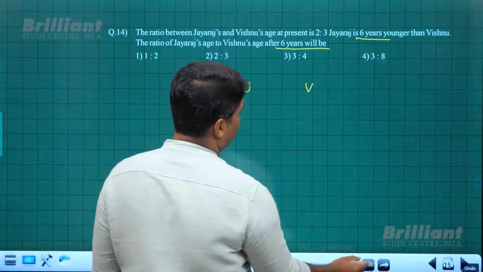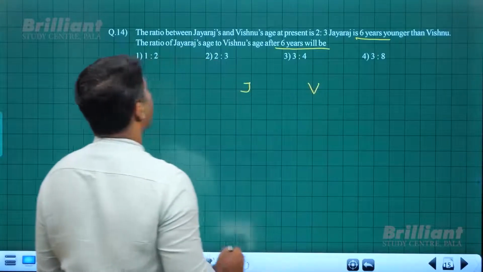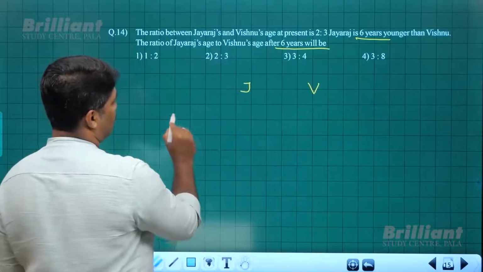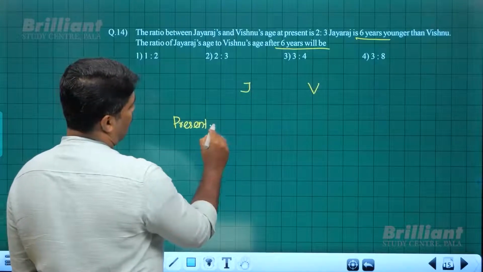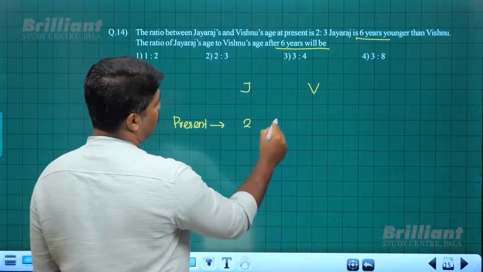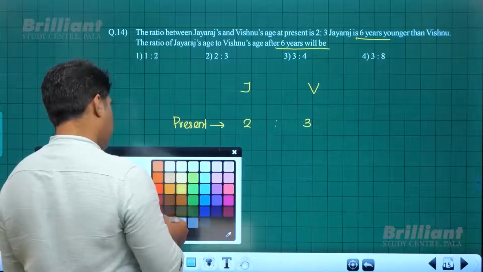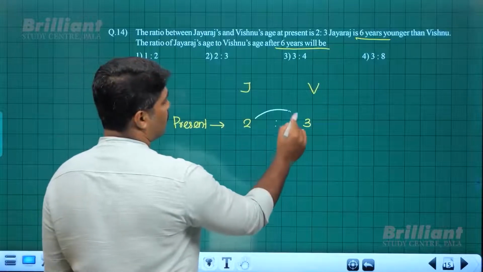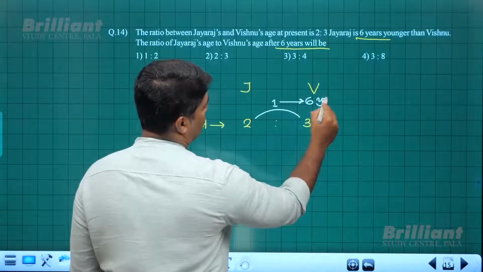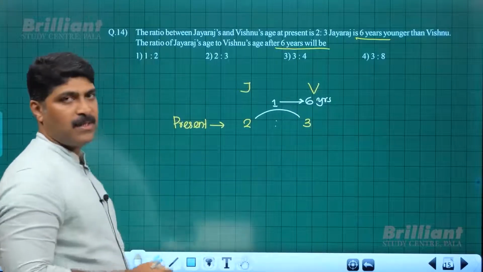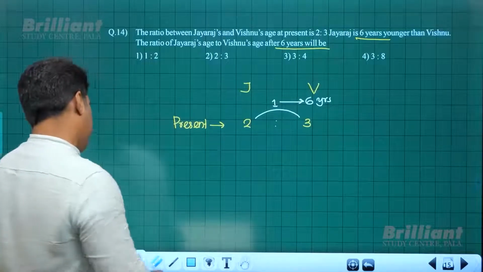We are going to write here. Got it? So Jairaj and Vishnu, and at present, their ages are in the ratio 2:3. Now think about what's the difference between their ages. It is given that the difference between their ages is 6 years. Their ages are represented by 1 unit, so that 1 is representing 6 years.